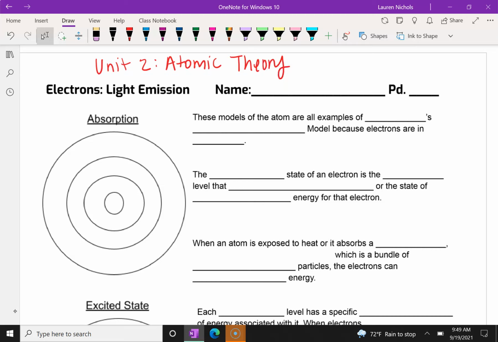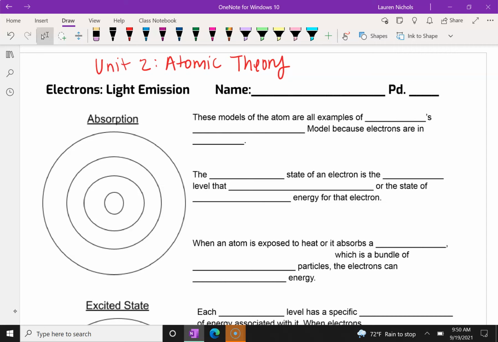We're going to focus on another aspect of electrons. In lesson 4, we talked about electron configuration and how the electrons are arranged in their energy levels and orbits or orbitals, the sublevels S, P, D, and F. And now we're going to talk about what happens when those electrons start moving around, okay?